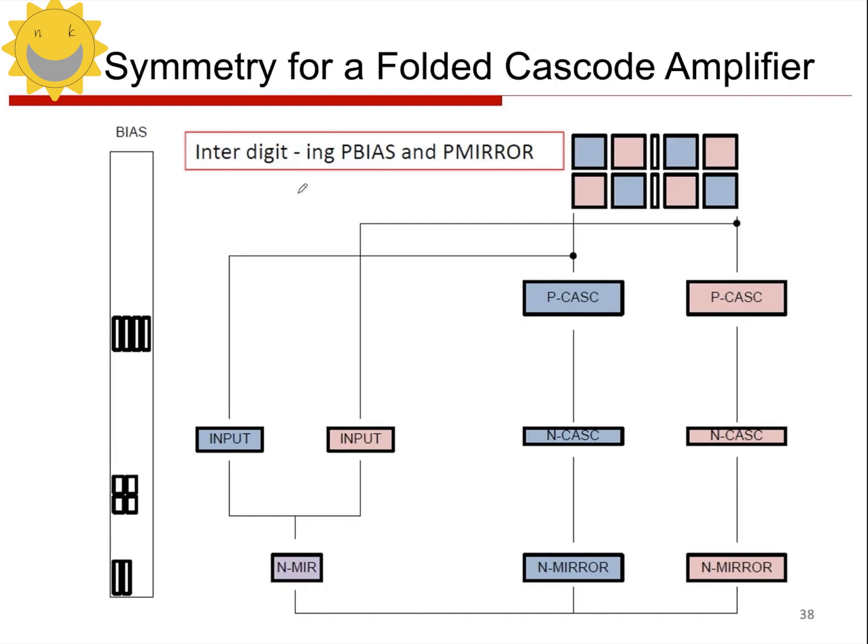We need to arrange all the devices in a square cross pattern. That means we have to make one common centroid, right? All the devices need to be arranged in a common centroid layout, right? So let's first take a look at this part of the P-type current mirror. We will start by arranging it in such a way.